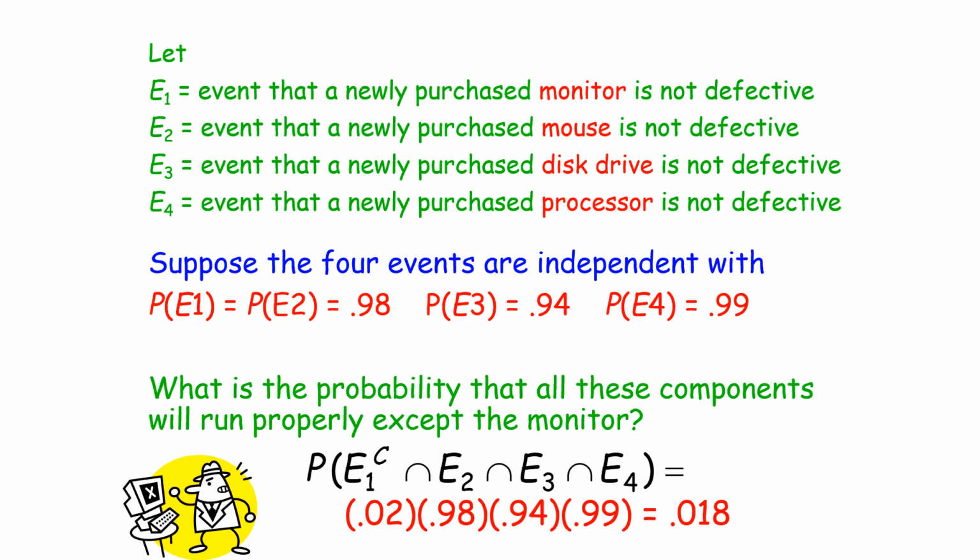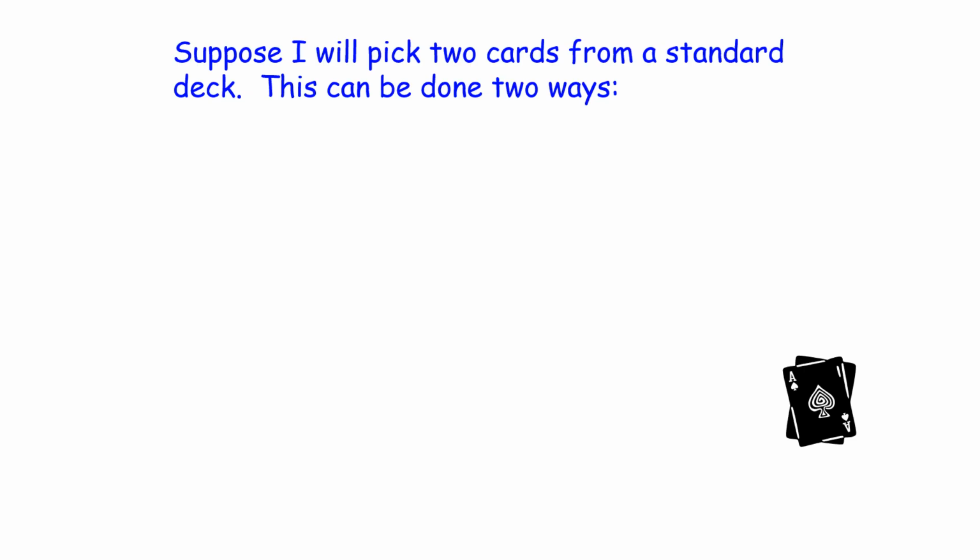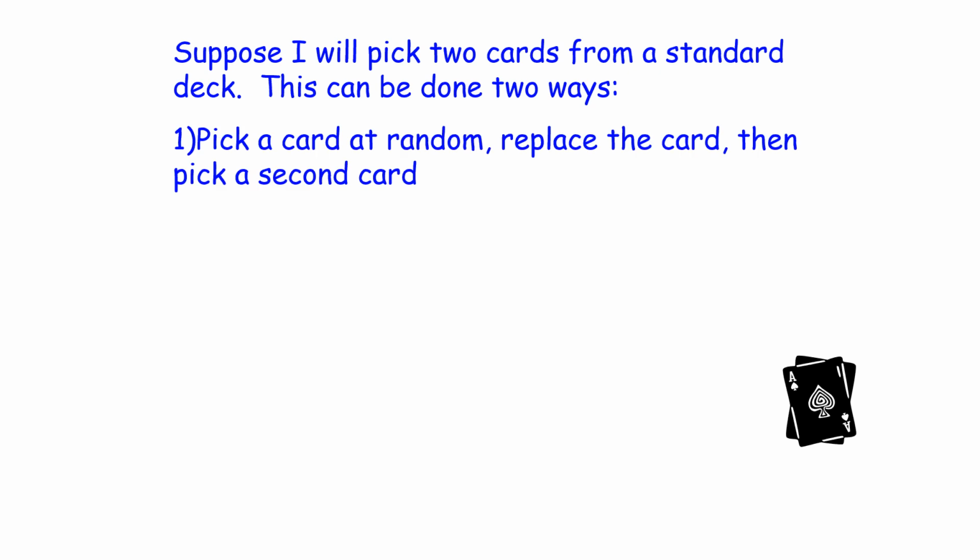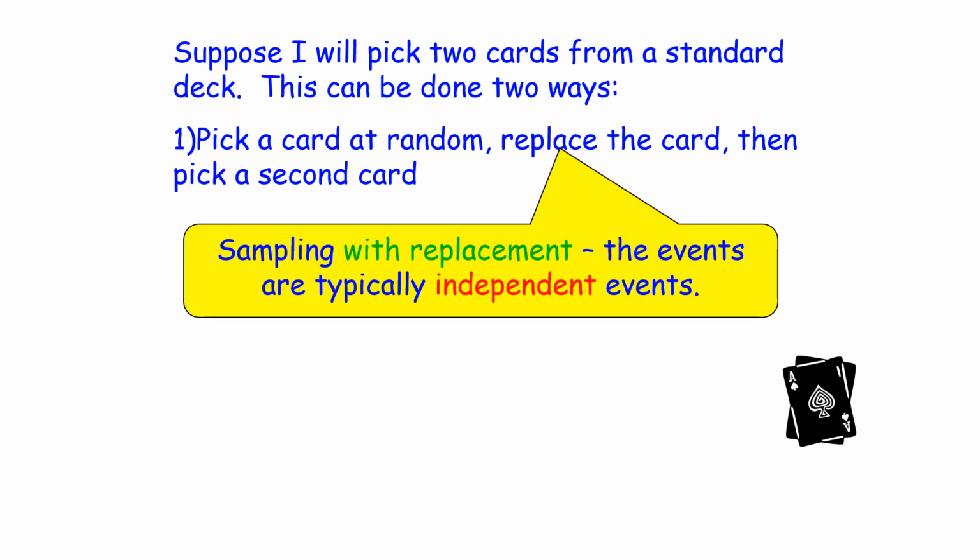Let's look at a different example. So suppose I pick two cards from a standard deck. So this can be done in two ways. Remember that a standard deck has 52 cards. I can pick a card at random, replace the card, and then pick a second card. Sampling with replacement means that the events are typically independent events, because I've put the card back, which means I theoretically could get that card again.